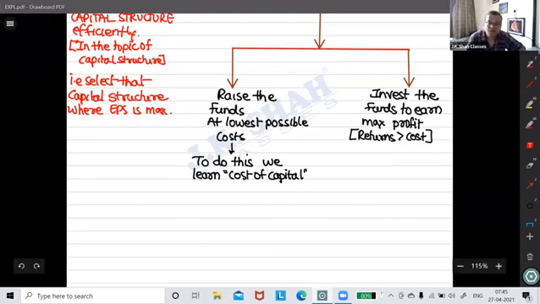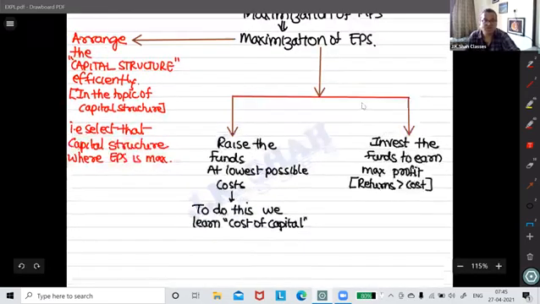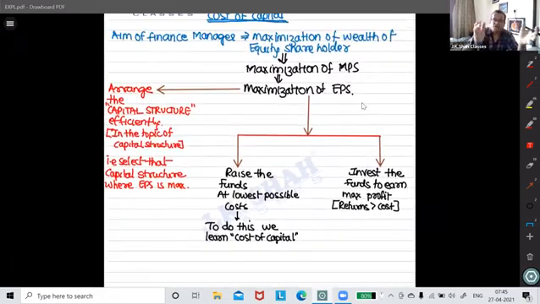So the finance manager's roles are important to understand. The aim of the finance manager is maximization of wealth of equity shareholder. That maximizes when MPS is maximum, which happens when EPS is maximum. One part we have already seen: arrange the capital structure efficiently. But there are other places also. Just arranging capital structure is not enough. Raise the funds at lowest possible cost, invest the funds to earn maximum profit, where the returns are higher than cost. How would you raise the funds at lowest possible cost? To do this, we will have to learn cost of capital. Then only, if I can calculate the cost of capital, will I be able to know which is lower.